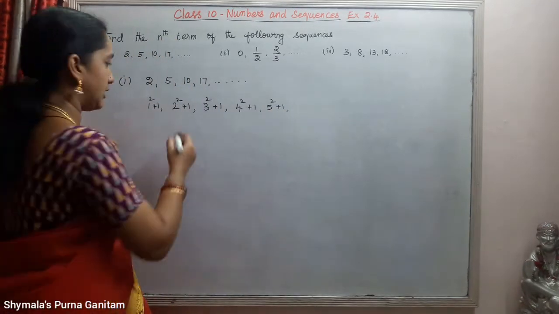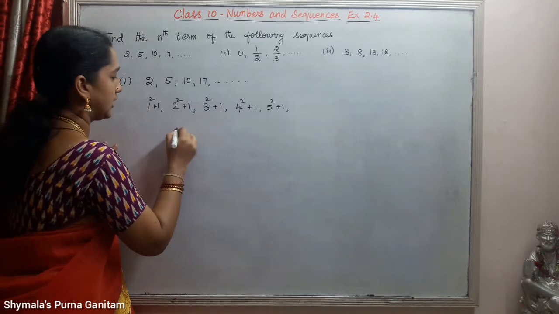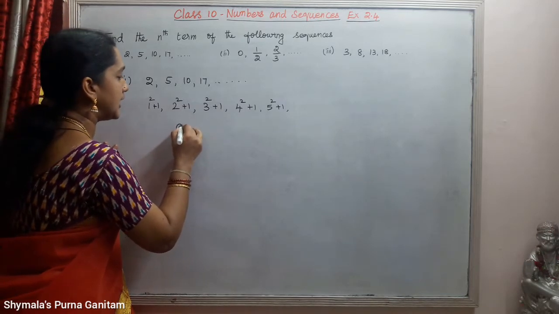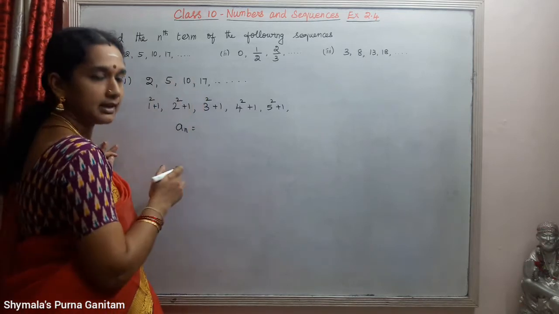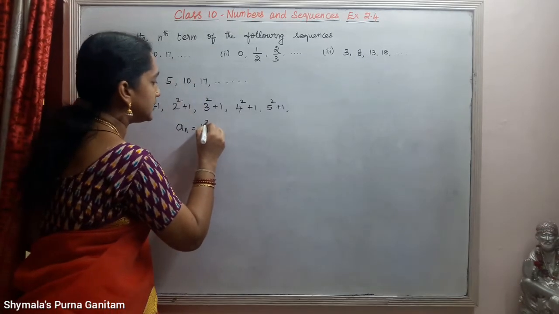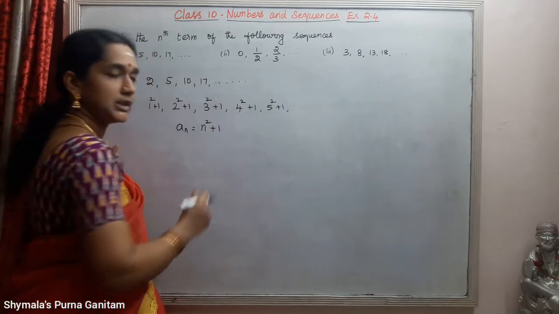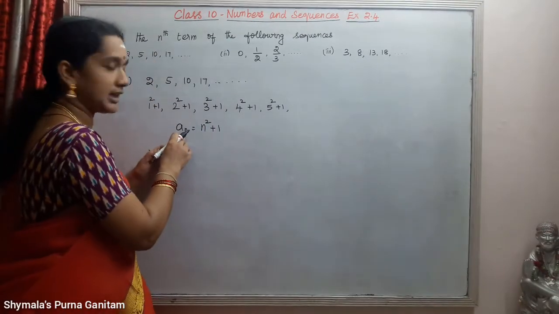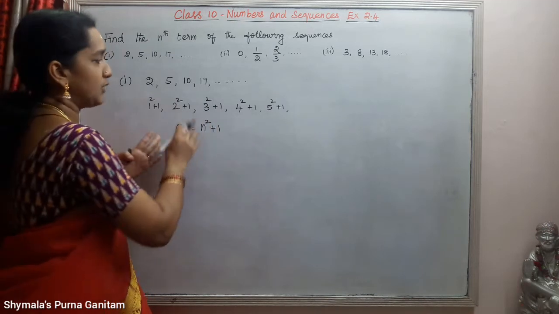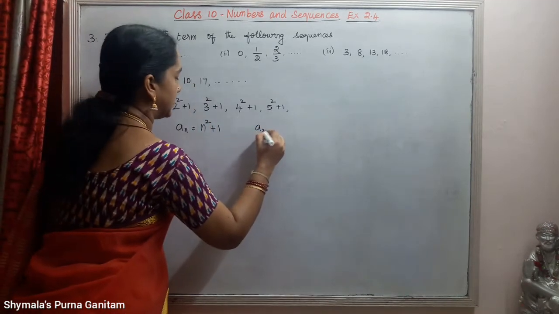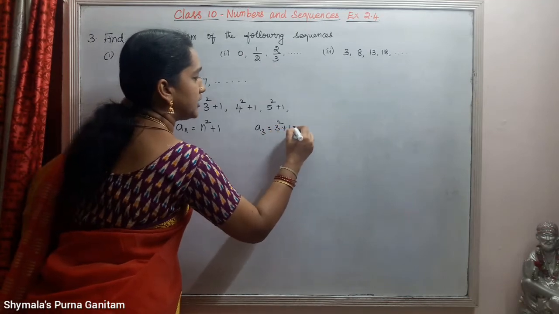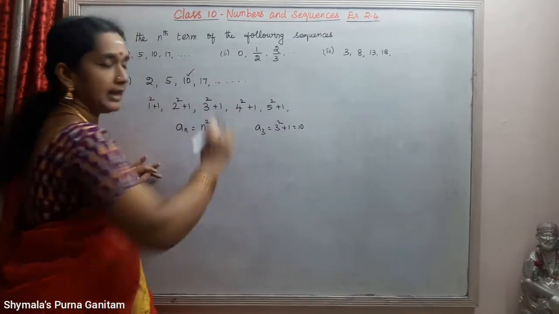So in general we can write a_n, that is the nth term of the given series, is equal to n squared plus 1. So whatever value we substitute for n, if n is equal to 3, a3 is equal to 3 squared plus 1, we get 10. That is a3 here.